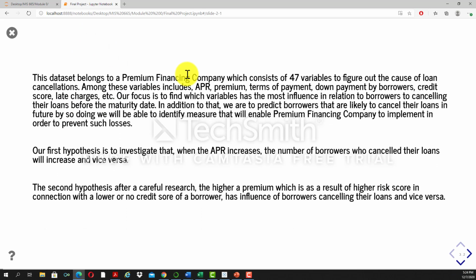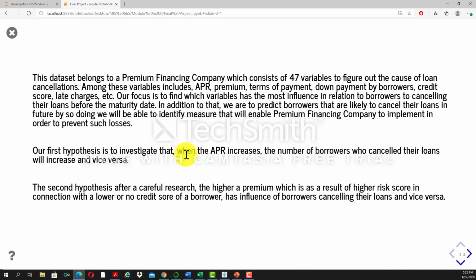This data set is for a premium financing company, and it consists of 47 variables, but we're going to reduce it a bit, do data selection, variable selection, to find out which variable has influence on borrowers canceling their loans. We also want to be able to predict, to see which variable is influential and can help us predict future cancellation, so we can know how to prevent such losses.